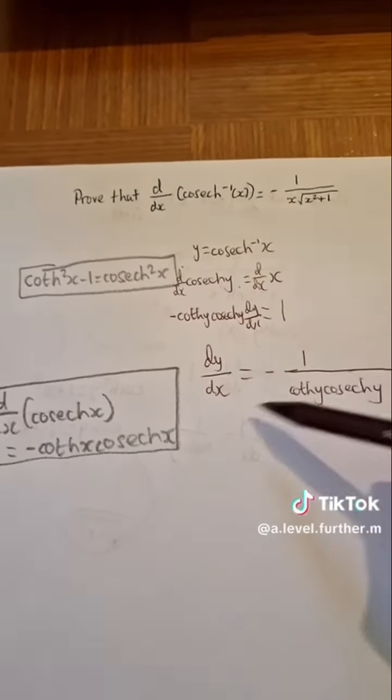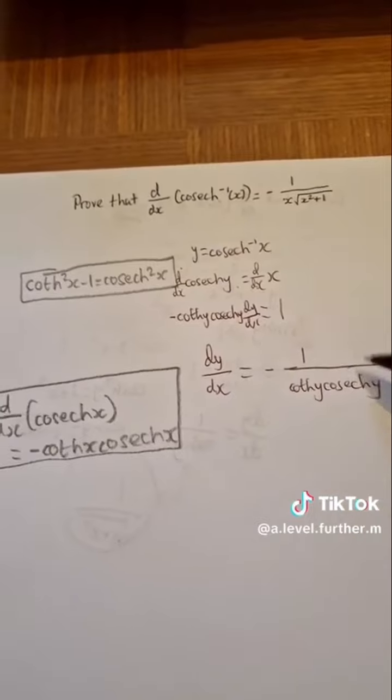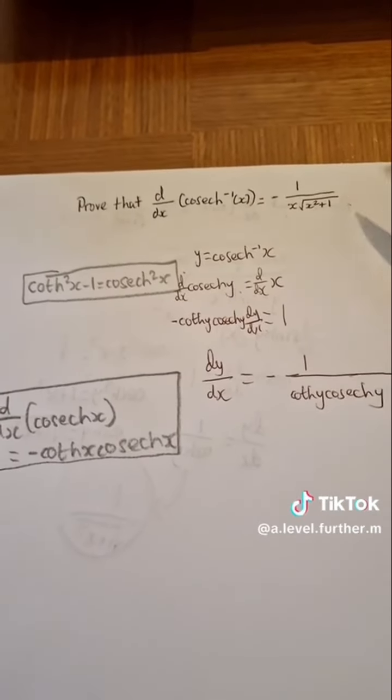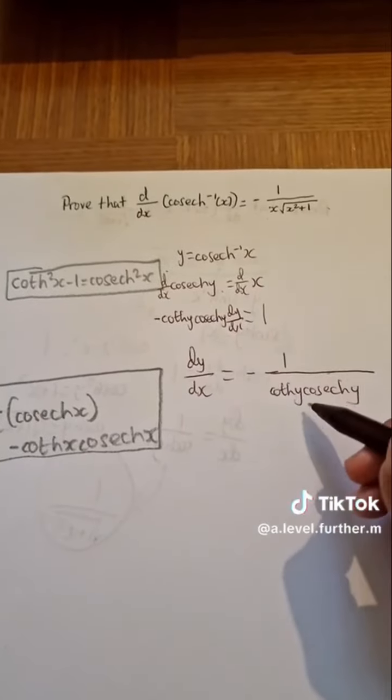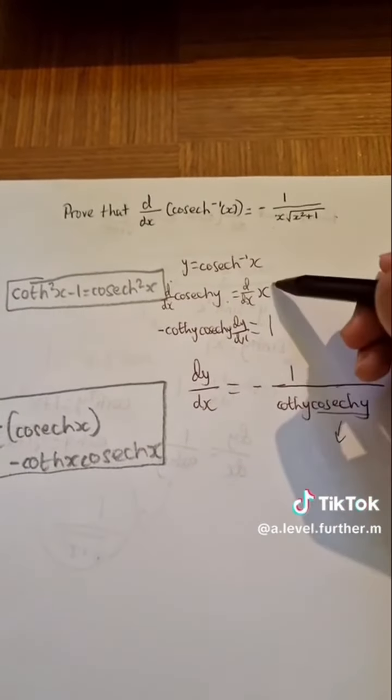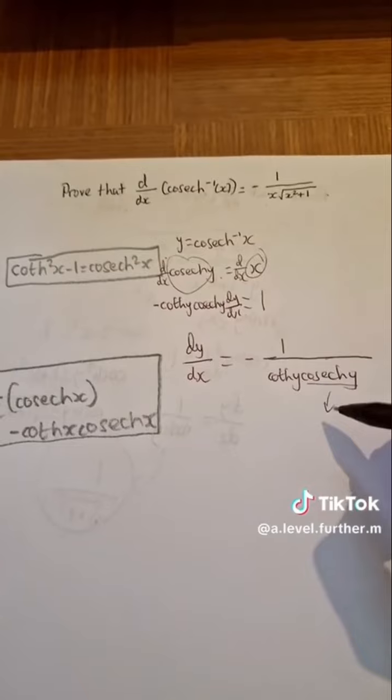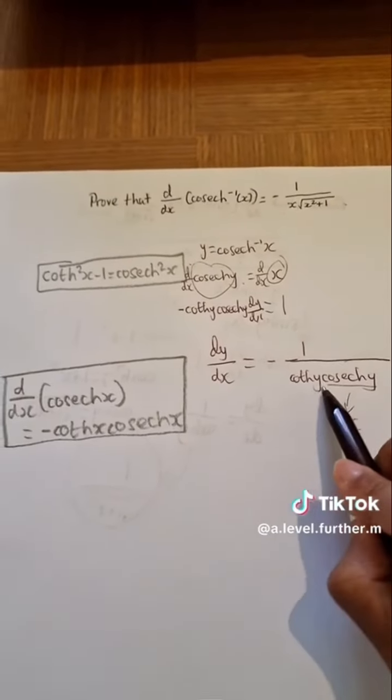Now that you've made dy/dx the subject of the equation, we need to write everything here in terms of x somehow, because that's what our final answer is in terms of. Now the cosech of y, we can just replace that with x, because we before formed the expression that x is just equal to the cosech of y. Replacing coth of y is a bit more difficult.